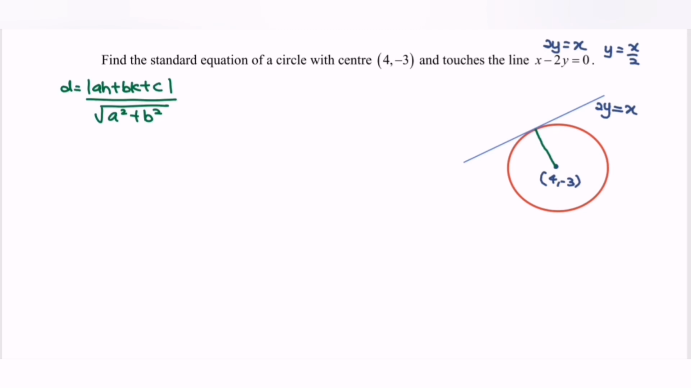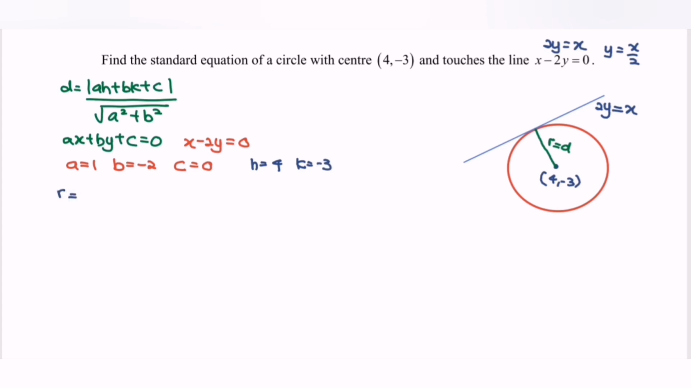So here we have r equals d, where ax plus by plus c equals 0 refers to the straight line equation. Given the situation, x minus 2y equals 0, a will be equal to 1, b is equal to -2, and c will be equal to 0. Next, regarding the center (h, k), h is equal to 4 and k is equal to -3. Kindly substitute.